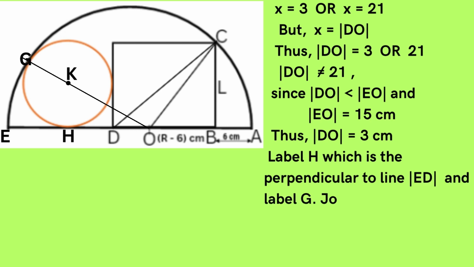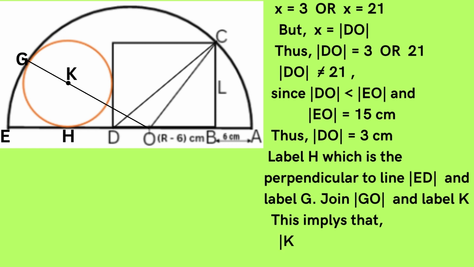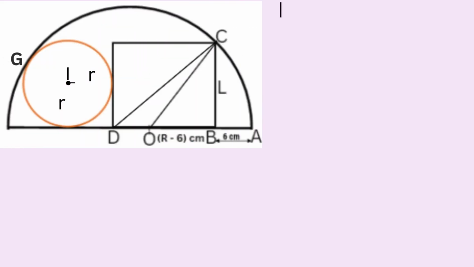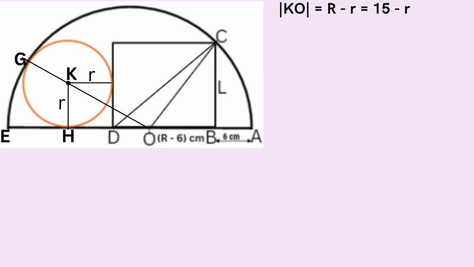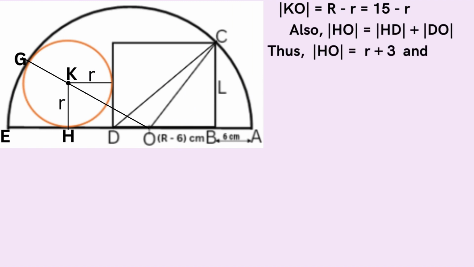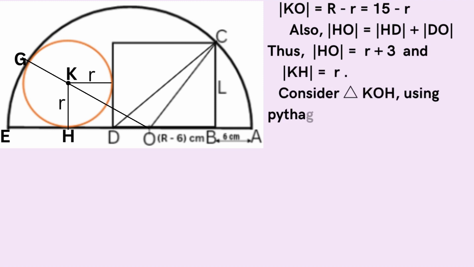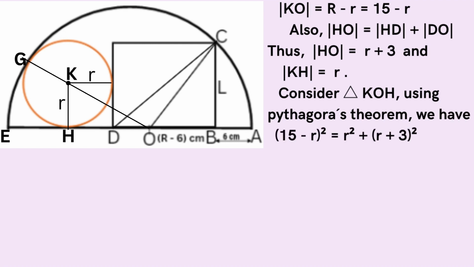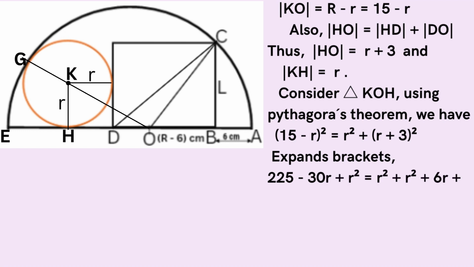Label H, which is the perpendicular line to line ED, and label G. Join GO and label K. Consider triangle KOH. Using Pythagoras' theorem, substitute values, open brackets, multiply out, simplify and arrange all terms on one side of the equation.